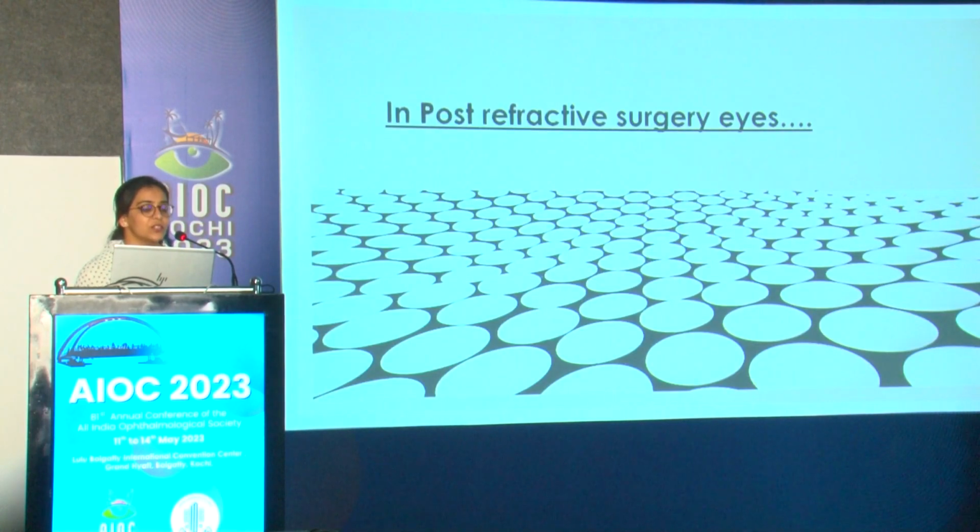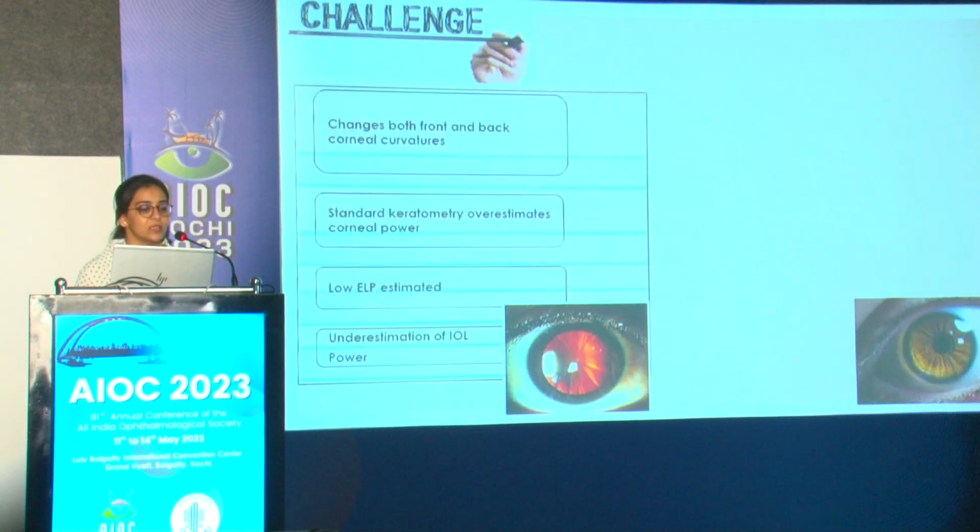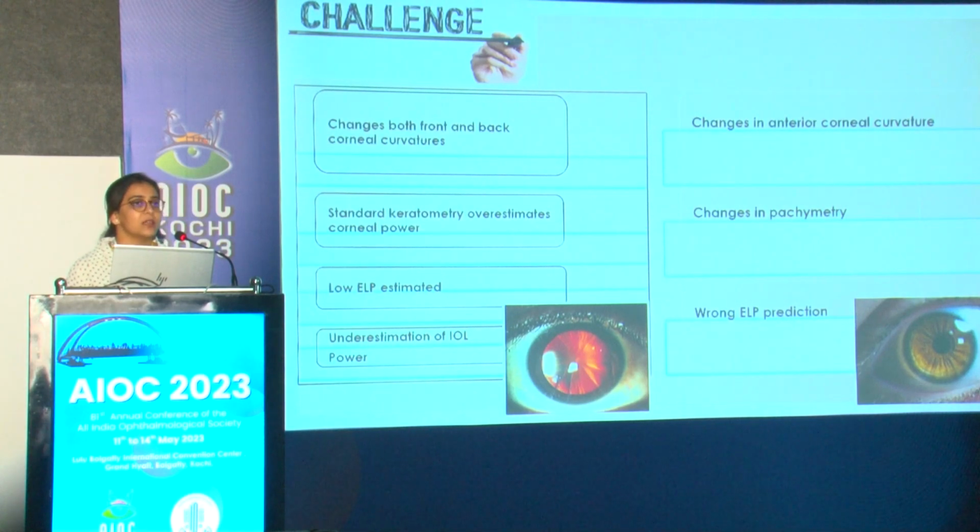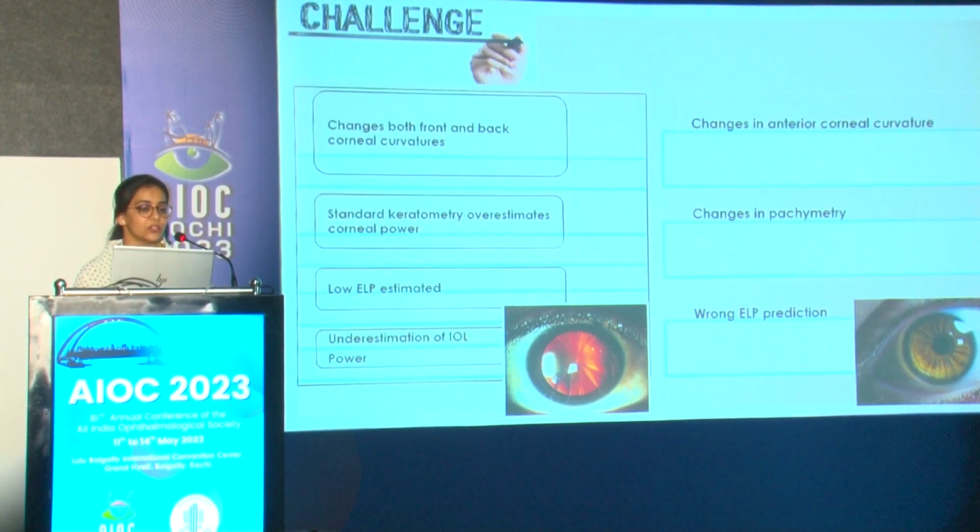So post-refractive surgery eyes, we have many challenges in post-RK eyes because it changes both the front and the back corneal curvature. The standard keratometry overestimates the corneal power. There's a low ELP estimation and thereby underestimation of the IOL power. Following this, in post-LASIK eyes, we have another set of challenges where the anterior corneal curvature changes, and there are changes in the pachymetry, thereby wrong ELP prediction.